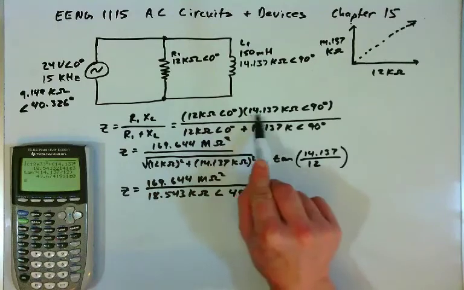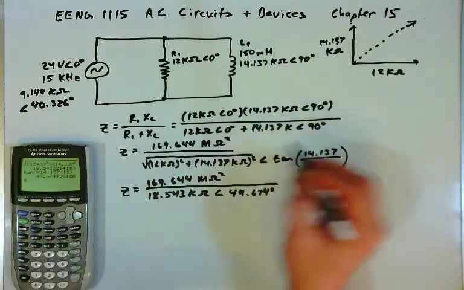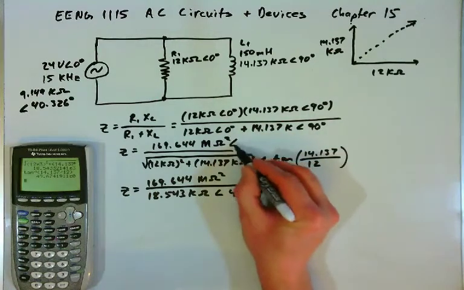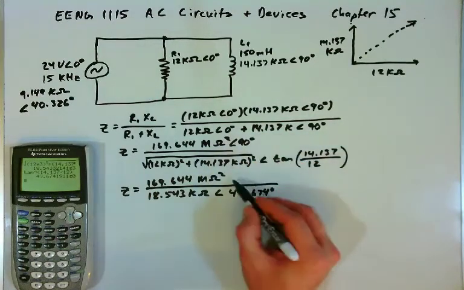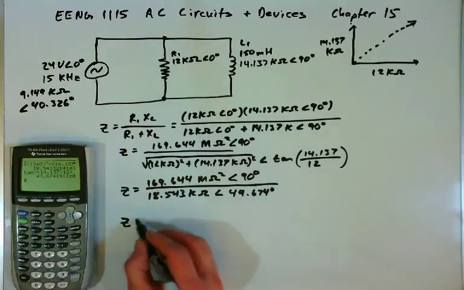And you can see I forgot to write the angle here. When we multiplied 12 kilo times 14.137 kilo, we had 0 and 90 degrees. We'll add the angles because we were multiplying. The numerator is at positive 90 degrees. Okay, so don't forget to do that.